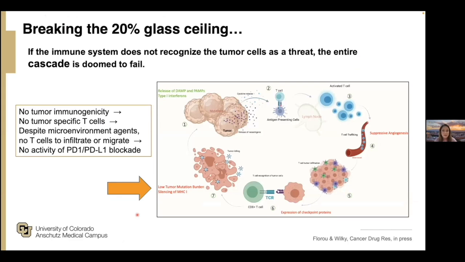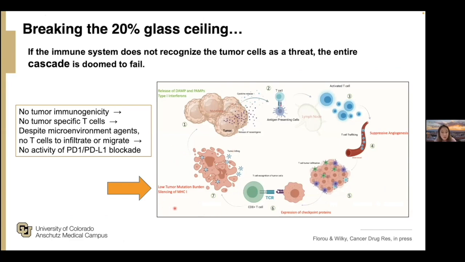Why are we stuck at 20%? Well, it's important to remember what I showed you. All of our efforts to use checkpoint protein inhibitors assume that we have successfully generated a population of tumor-specific T cells that are available to kill the cancer. So my argument is that I think the majority of the problem lies at the very beginning.